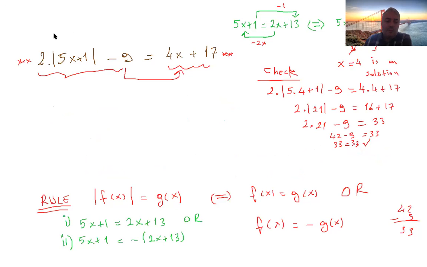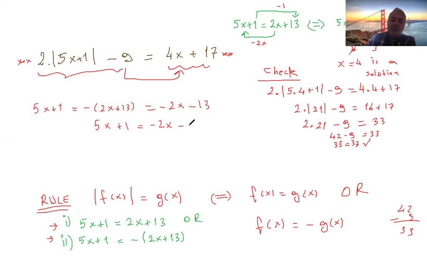Now, the first case, which we checked, is done. Now the second case I have to do. What is the second case? 5x plus 1 equals negative, in parentheses, 2x plus 13. The first job must be distribution of this negative. So negative times 2x is negative 2x, negative times positive 13 is negative 13. So I have 5x plus 1 equals negative 2x minus 13.